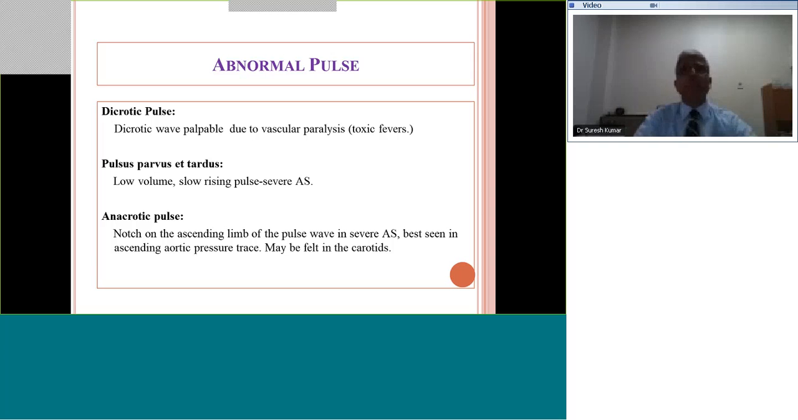Anacrotic pulse is not felt, but it's seen in the arterial trace, especially from the ascending aorta. If you look at an ascending aortic trace before you are about to do an aortic balloon valvotomy, you will appreciate the anacrotic pulse. There is a notch on the ascending limb of the pulse wave. It is best seen in the ascending aortic pressure trace. You may feel it in the carotids.